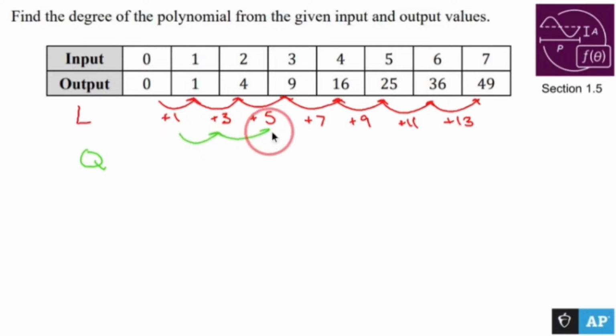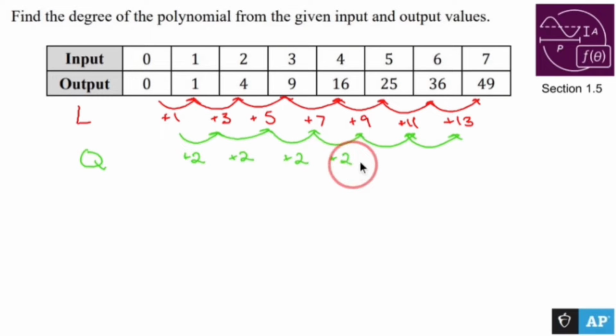So the second time is to test if it's quadratic, and you do it again. You see what you add for every single one to figure out if the average rate of change of the rates of change are the same. And if that's the case, like it looks like it is, 1 to 3 is 2, and 3 to 5 is 2, and 5 to 7, and 7 to 9, and 9 to 11, and 11 to 13, they're all 2. So my guy, since the rate of change of the rate of change is the same, is quadratic. So find the degree of the polynomial. The degree is 2 because it's a quadratic.